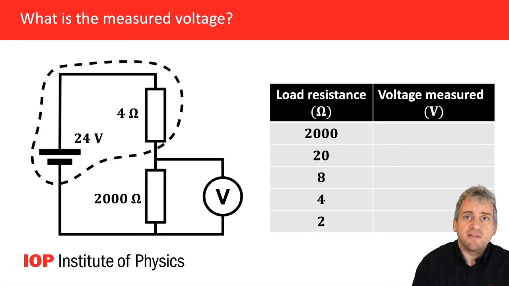So let's go through a series of similar questions. Each time I'm going to tell you what the load resistance is. So here it's 2000 ohms. The internal resistance is 4 ohms. What's the measured potential difference? Pause if you need to.